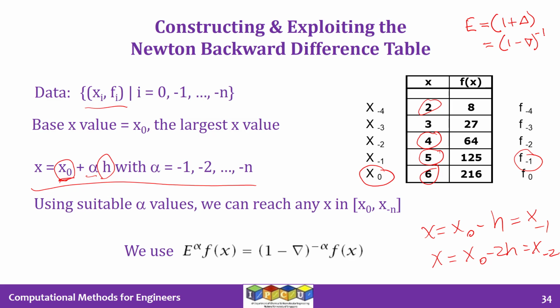So when we used the Newton forward difference table, we did E to the power of alpha and we said that is going to be equal to 1 plus delta to the power of alpha. And then we did the binomial expansion of this right hand side and got that expression involving powers of alpha. Here, if E is this, E to the power of alpha will be 1 minus the backward difference operator to the power of minus alpha. And you apply f of x to both sides, you get this. So there is a lot of parallel between what we did earlier and what we are describing now.